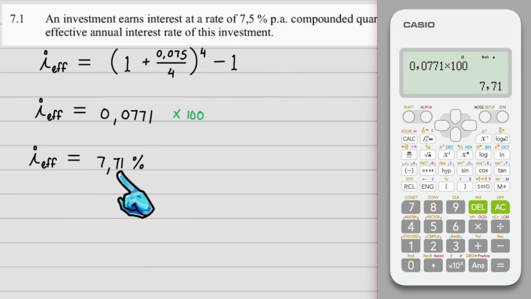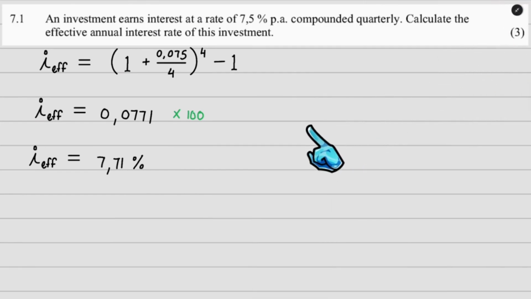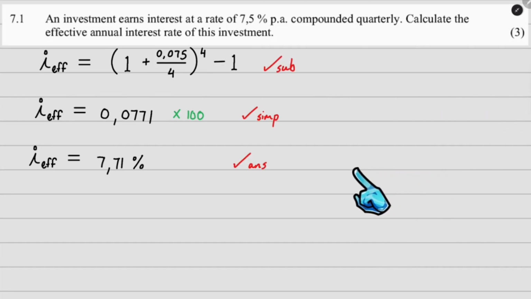So we get 7.71% as our effective interest rate. And then just bear in mind your effective interest rate will always be higher than your nominal rate. So it's a good little way to check if you're on the right track and you didn't make a working out error. And your 3 marks here will come from your substitution, simplification, as well as the final answer.